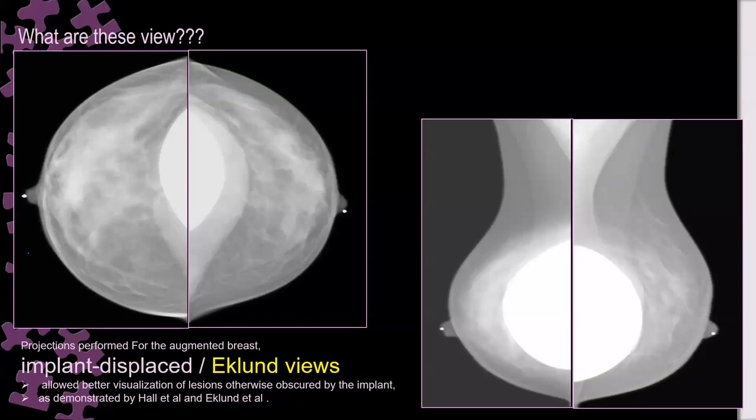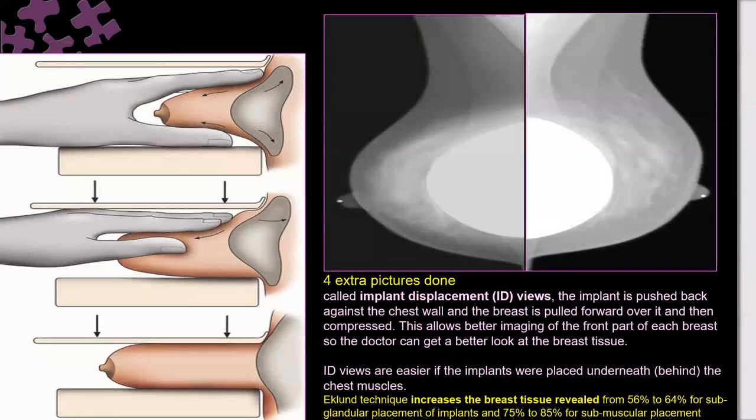Yes, for each breast you will do implant in place and implant displaced. CC two, MLO two for each breast. You will end up with 8 views for 2 breasts. So you have 4 extra views performed. And this is the Eklund view. It will be like this, I'll show it to you.